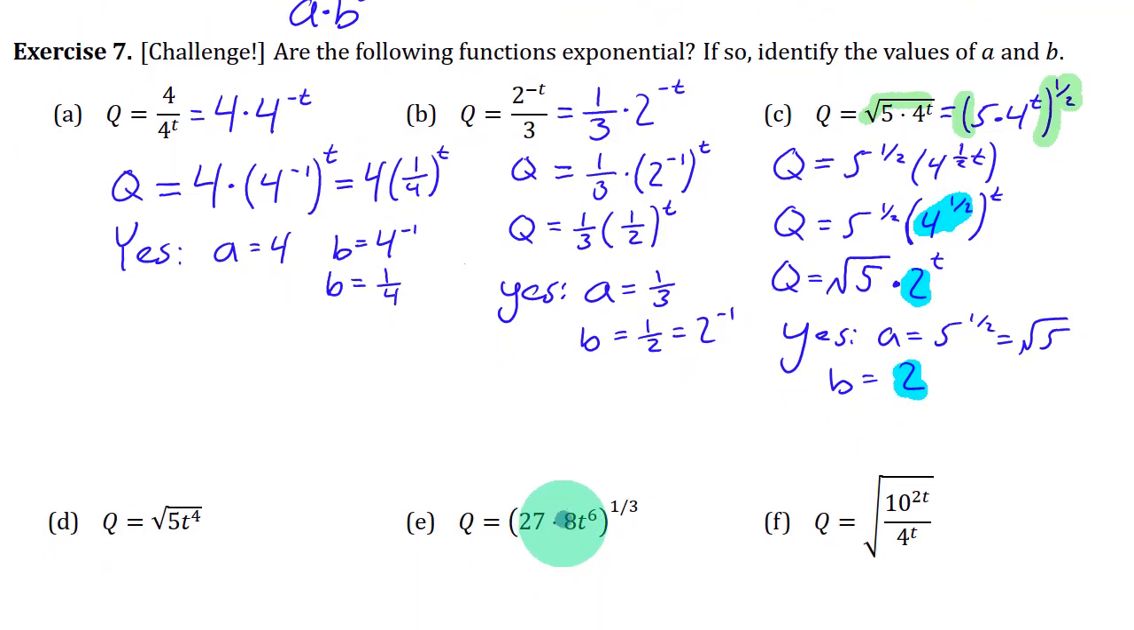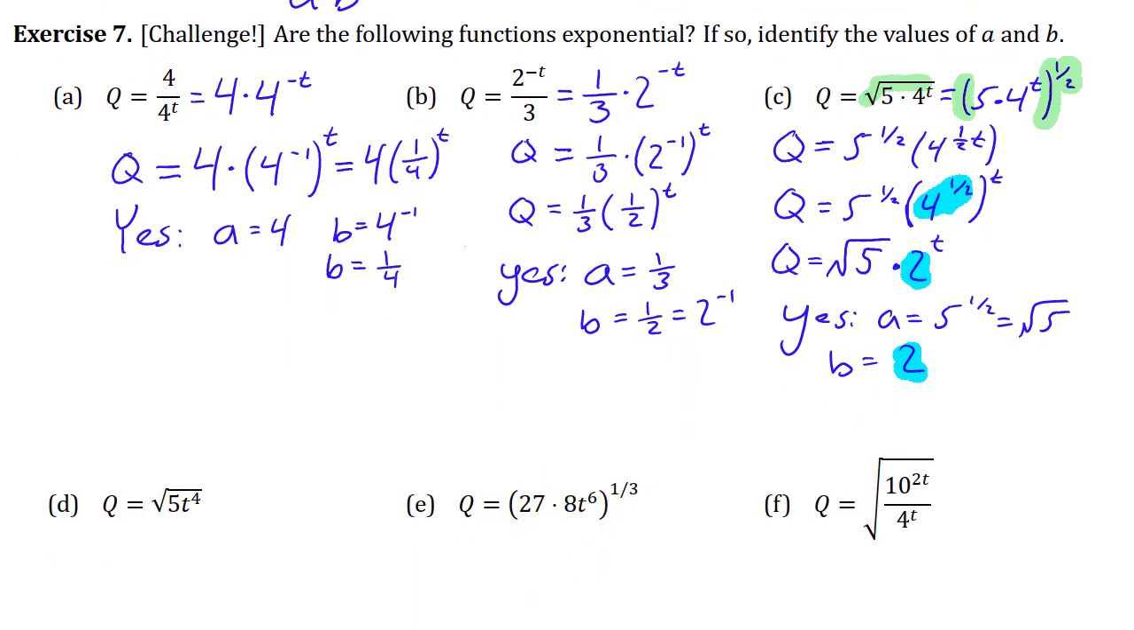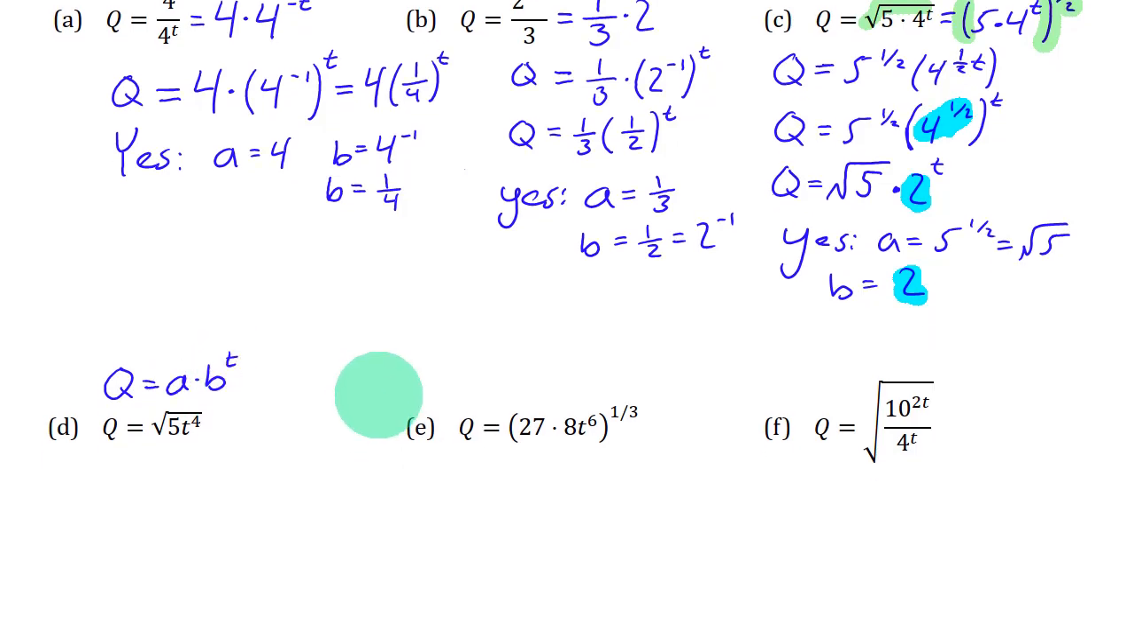Okay, so let's look at D now. Again, we want to try to write this as Q equals A times B to the T. And, all right, so we could take the square root of 5 and the square root of T to the 4th separately, just like before. And the square root of T to the 4th is T squared.